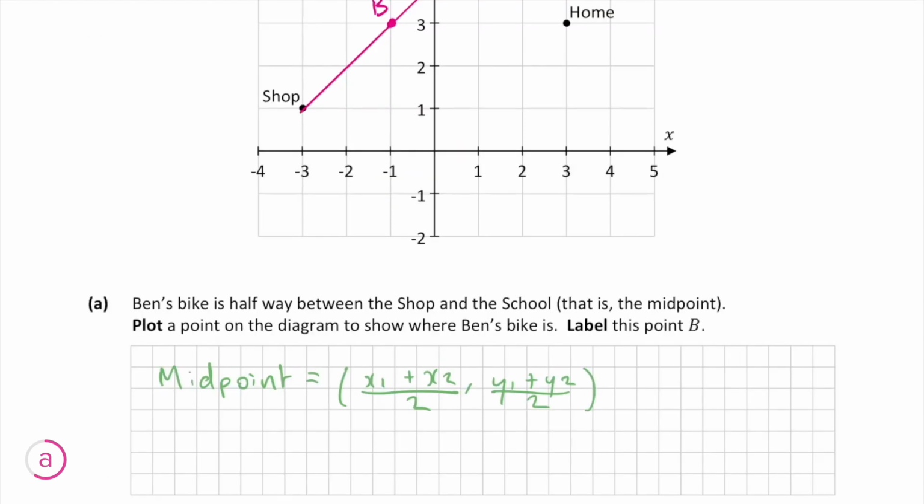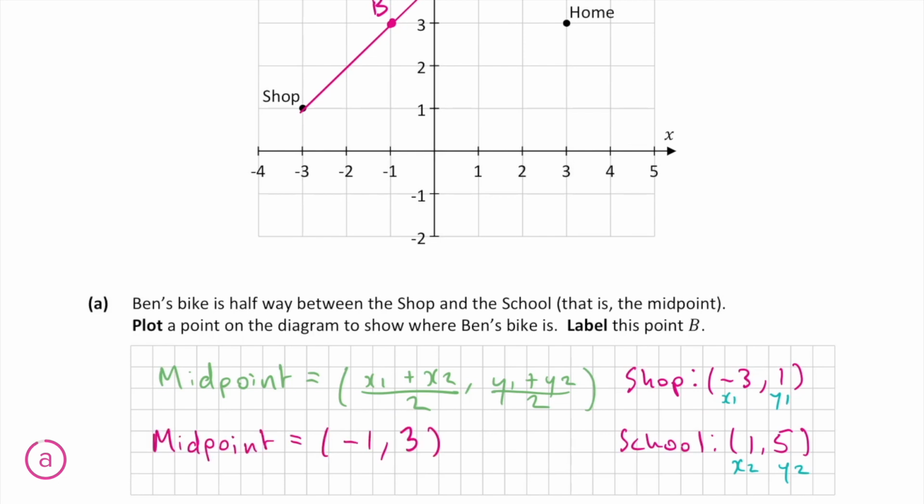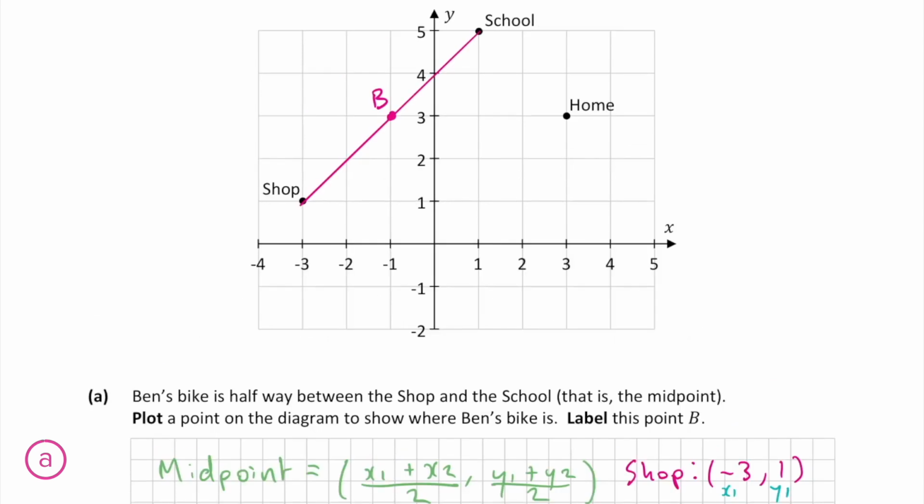Another way to do this is to use the midpoint formula, which is given in your logbooks and says that to find the x coordinate, you take (x1 + x2)/2, and to find the y coordinate, you take (y1 + y2)/2. Taking the coordinates of the shop to be x1 and y1, and the coordinates of the school to be x2 and y2, we find that the midpoint is (-1, 3), which is the same answer we got using the other method.